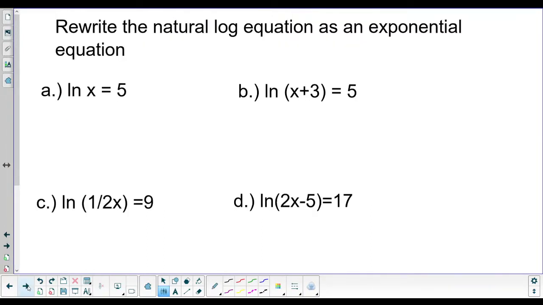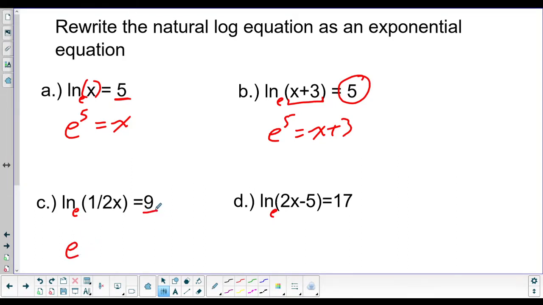All right, now we're going to go the other direction. We're going to rewrite these as exponentials, going from logarithms to exponentials. All these are natural logs, which means they have a base of e on all of them. So we're going to have e, and the exponent in the exponential equation is whatever the log is equal to. So e to the 5 equals the argument of the logarithm, x. Couple more. e to the power of whatever the log equals, equals the argument of the logarithm, x plus 3.